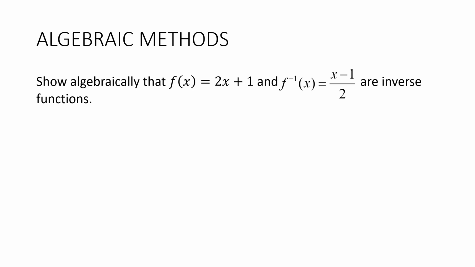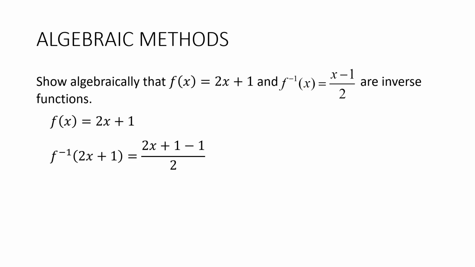Show algebraically that f of x equals 2x plus 1 and f inverse of x equals x minus 1 all over 2 are inverse functions. So f of x is equal to 2x plus 1. Let's take this output and substitute it into f inverse of x. And we end up with 2x plus 1 take away 1 all over 2, which is 2x over 2, which is x.